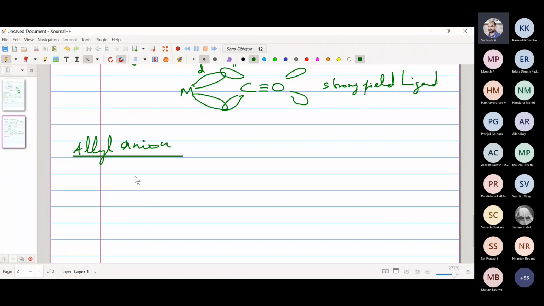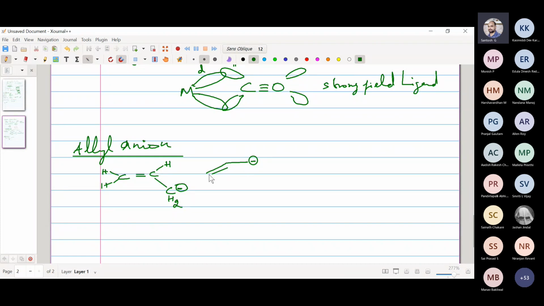Okay, what is this allyl anion? So you have a carbon double bond carbon and a single bond carbon where there is a negative charge here, the ligand. Okay, so if you can fill it up with hydrogens. This is a allyl anion. Simply, if you want to write it in terms of stick figures, you can put it like this: a double bond and a negative charge on the end terminal carbon.